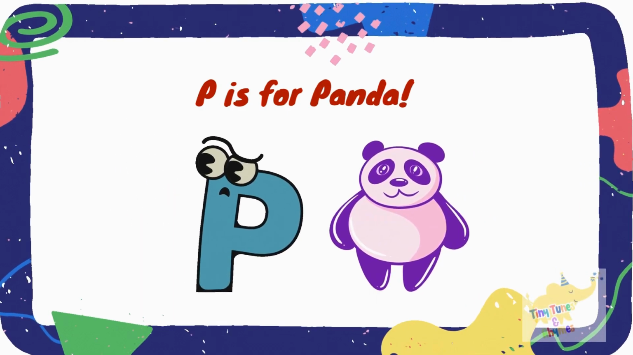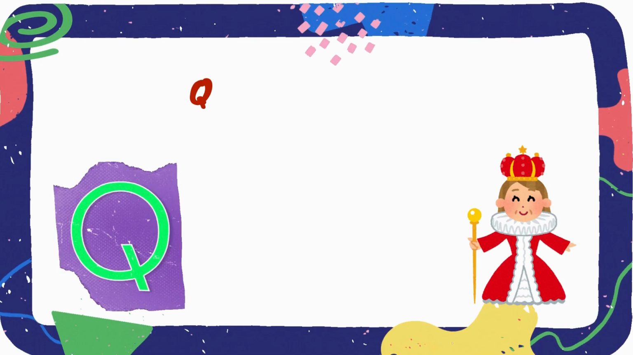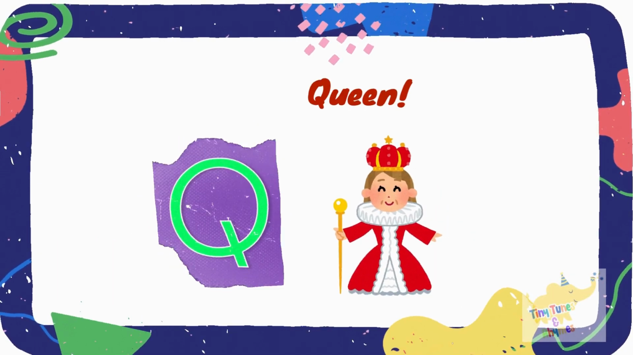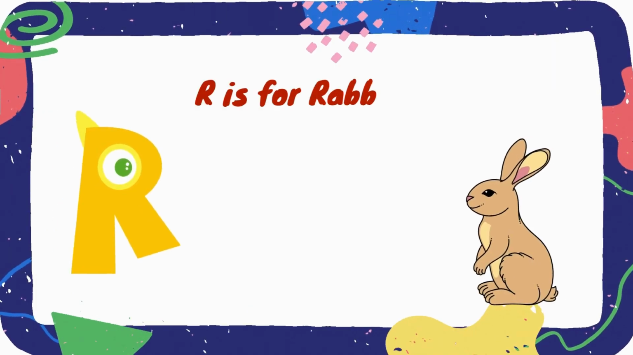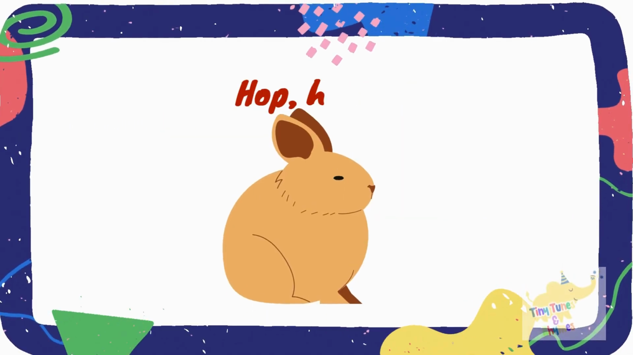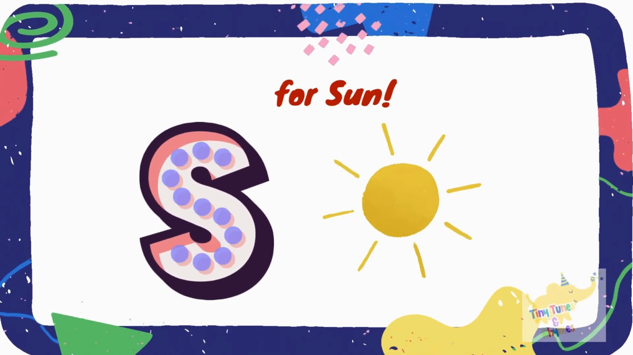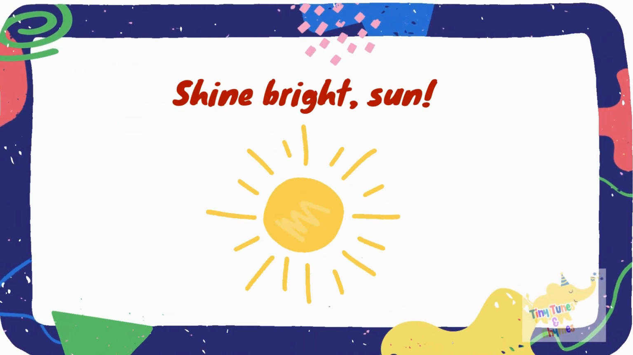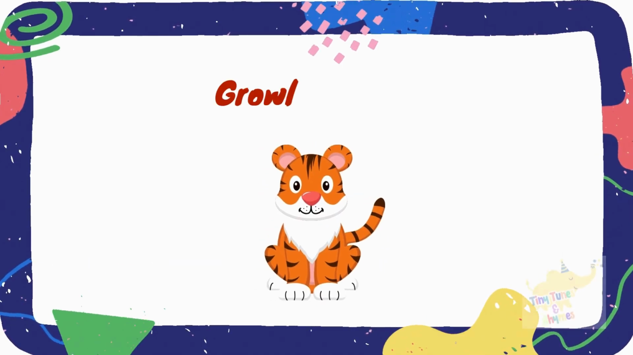P is for panda, cute panda. Q is for queen, long live the queen. R is for rabbit, hop hop. S is for sun, shine bright sun. T is for tiger, growl tiger.